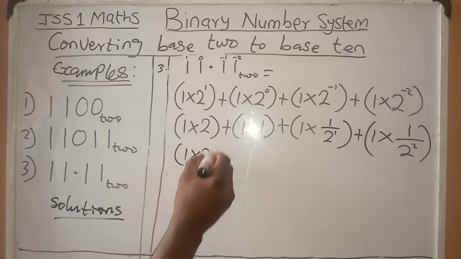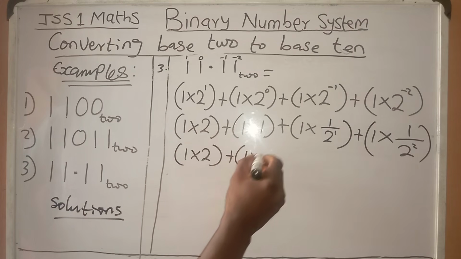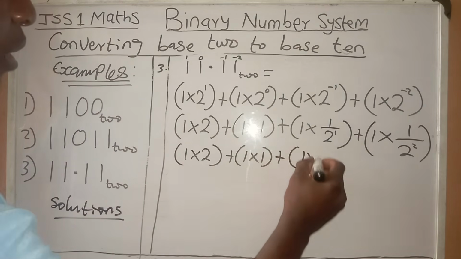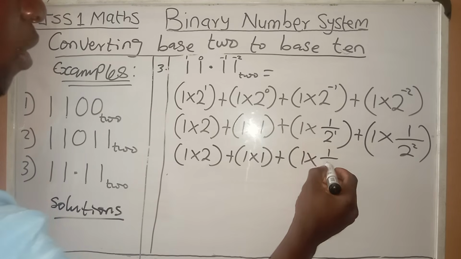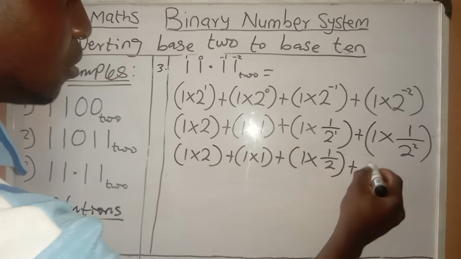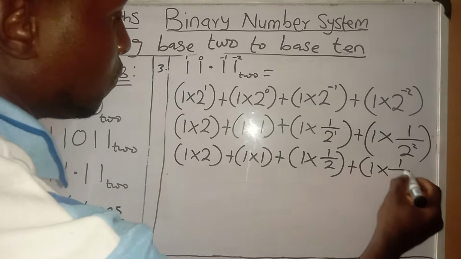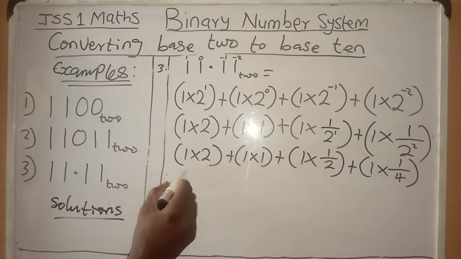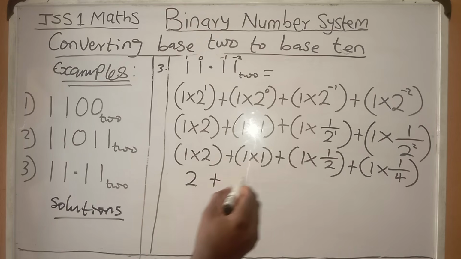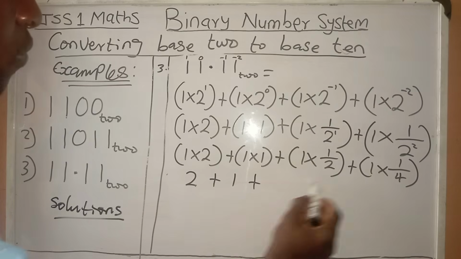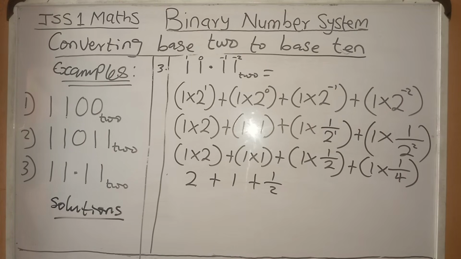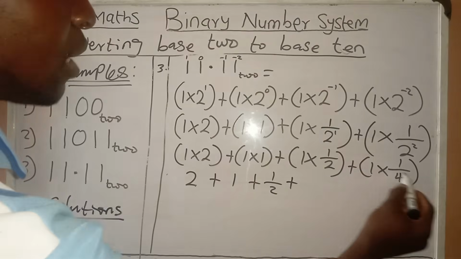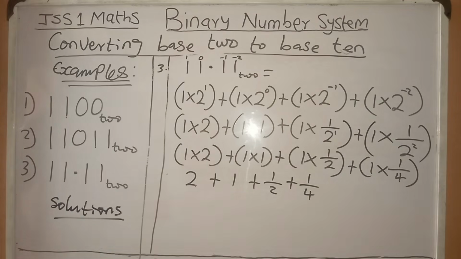1 times 2 plus 1 times 1 plus 1 times 1 over 2 raised to power 1, which is still the same thing as 2, plus 1 times 1 over 2 raised to power 2, which is what? 4. I hope this is clear. Now we can clear the brackets. 1 times 2 will give us 2, plus 1 times 1 will give us 1, plus 1 times 1 over 2 will give us 1 over 2, because anything times 1 will give you the same thing, plus 1 times 1 over 4 will give us 1 over 4. Then we'll be concluding it here. So let's add the whole numbers. 2 plus 1 will give us 3.